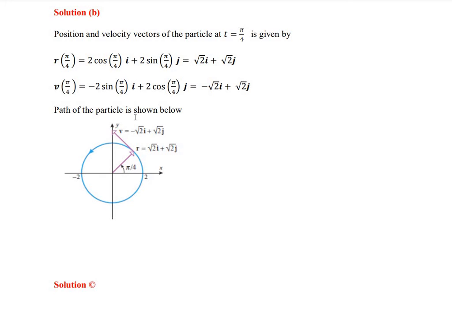The path of the particle is shown below. This is the position vector or radius vector, r = root 2 i cap + root 2 j cap. And the derivative of this vector r is vector v, this is that vector v, v = −root 2 i cap + root 2 j cap, so that angle is π/4 at t = π/4. So you will get a circle and you can find out this radius vector and the velocity vector with t = π/4.